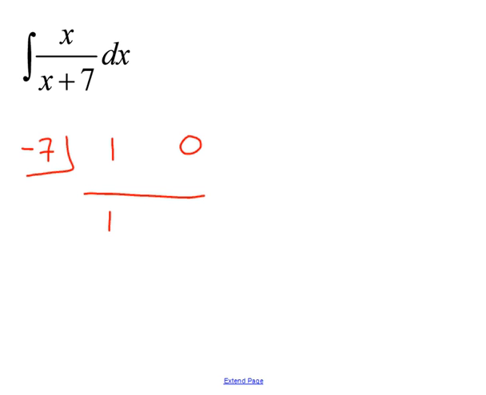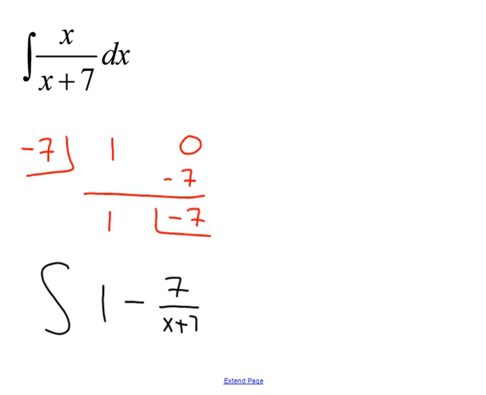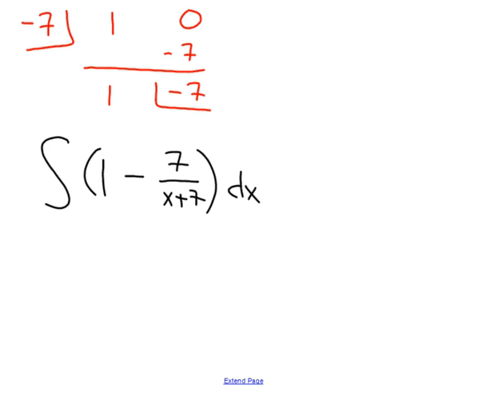And so I can bring down my 1. I get -7. I add, and I get -7. Again, that's my remainder. So my integral up top can be rewritten as 1 minus 7 over x plus 7. And then I find my antiderivative, which is x minus 7 ln of x plus 7 plus c.